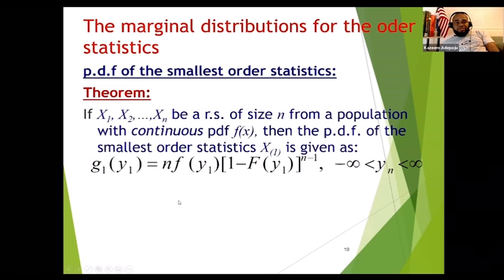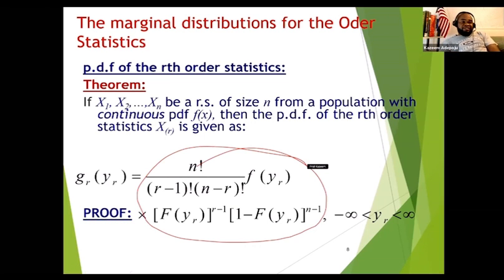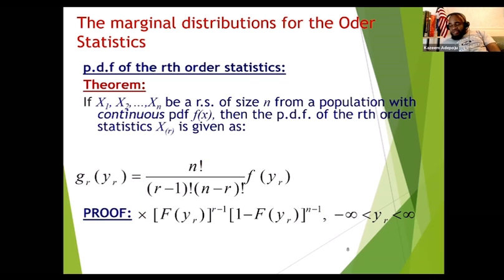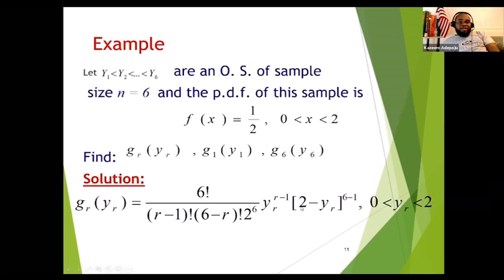This is what this formula right here gives, the whole of this formula. When you plug in 6 for n, because we have 6 variables, this is what you're actually going to have. And this is the density function of yr. It's going to be in terms of yr.